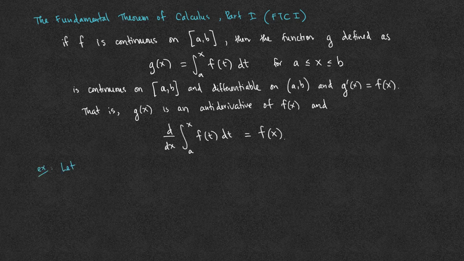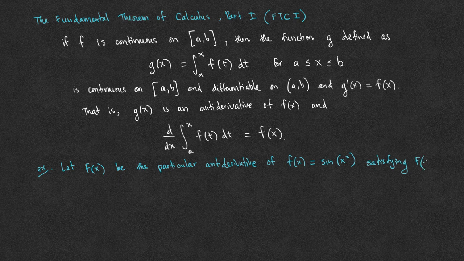For example, let F(x) be the particular antiderivative of f(x) equals sine of x squared, satisfying F(negative root pi) equals 0. Express F(x) as an integral.